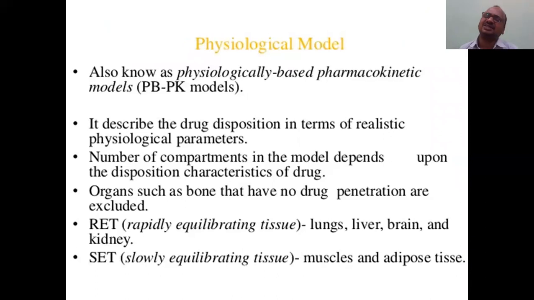Physiological model. This is a somewhat realistic model, also known as a physiologically based pharmacokinetic model. It describes the drug disposition in terms of realistic physiological parameters. When compared to the compartment model, it is somewhat real. The number of compartments in the model depends upon the disposition characteristics of the drug.